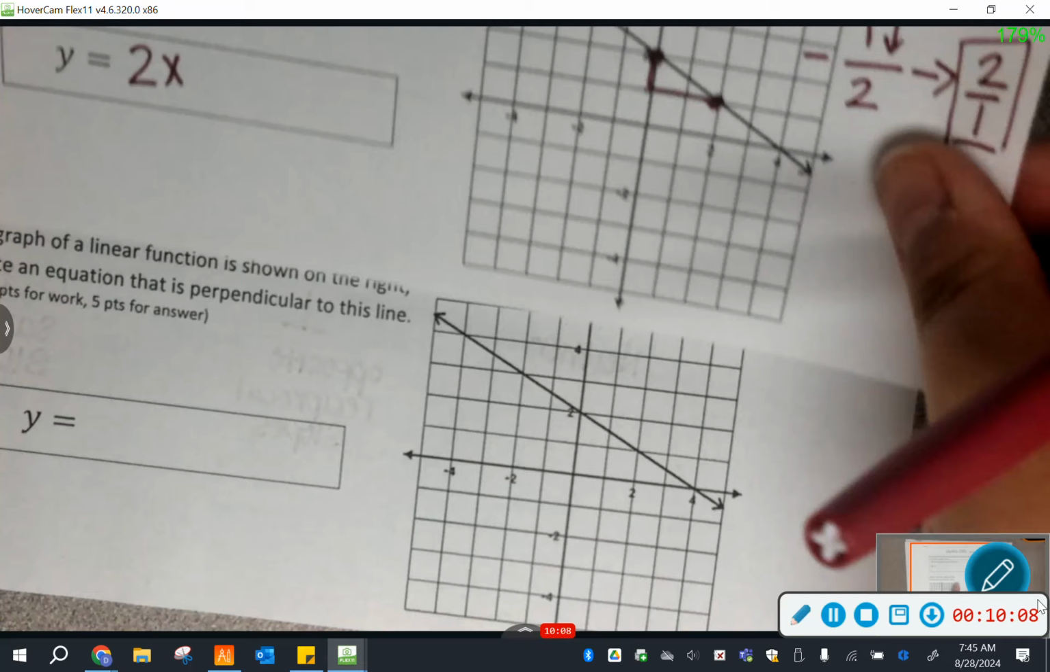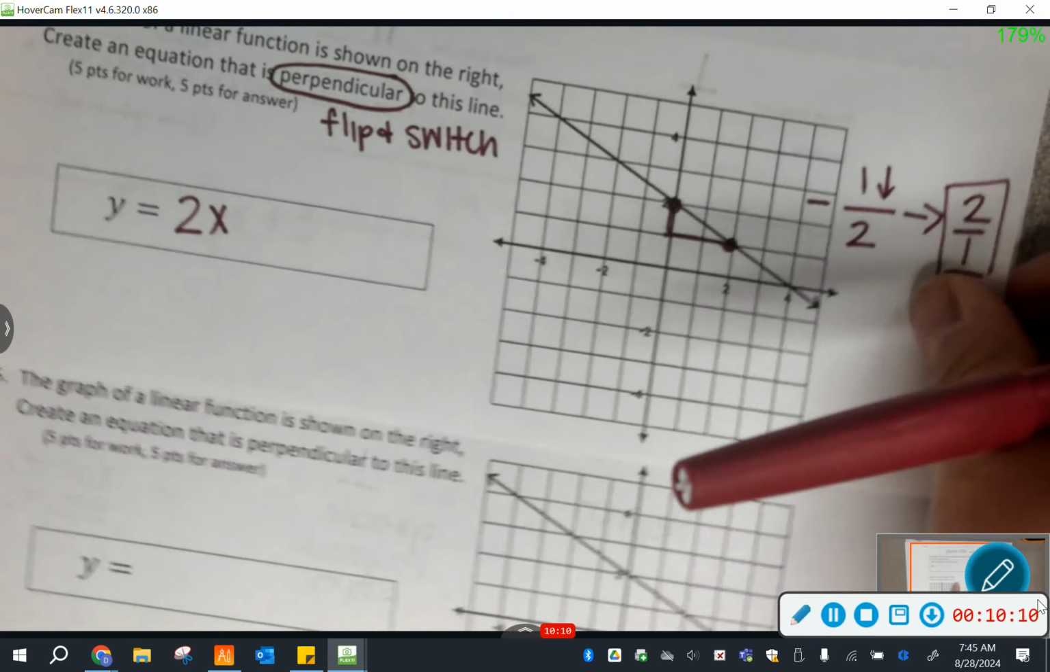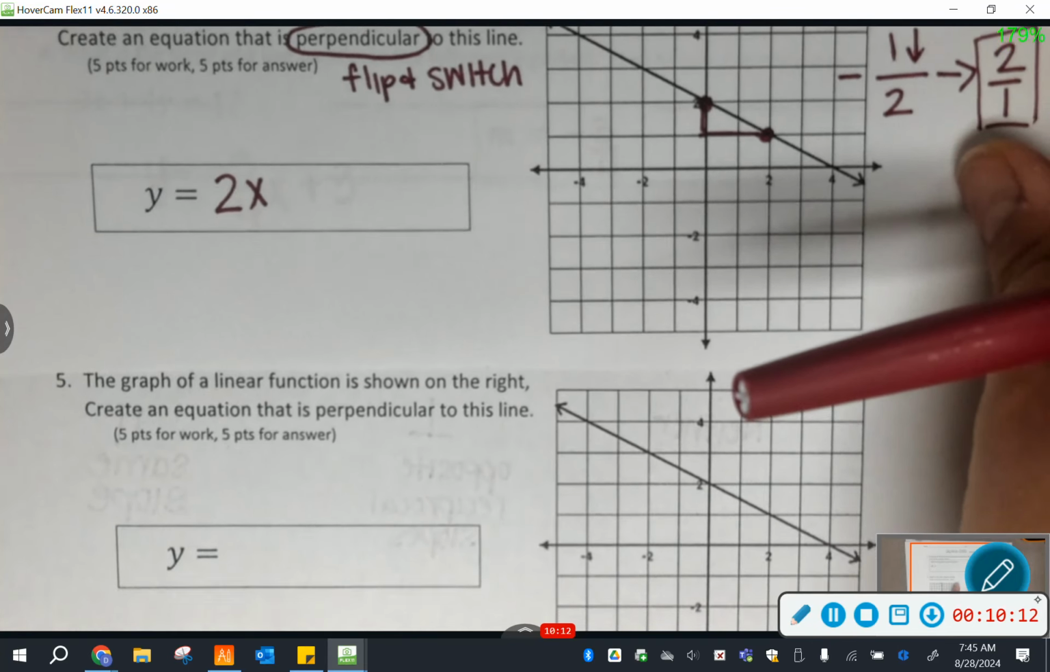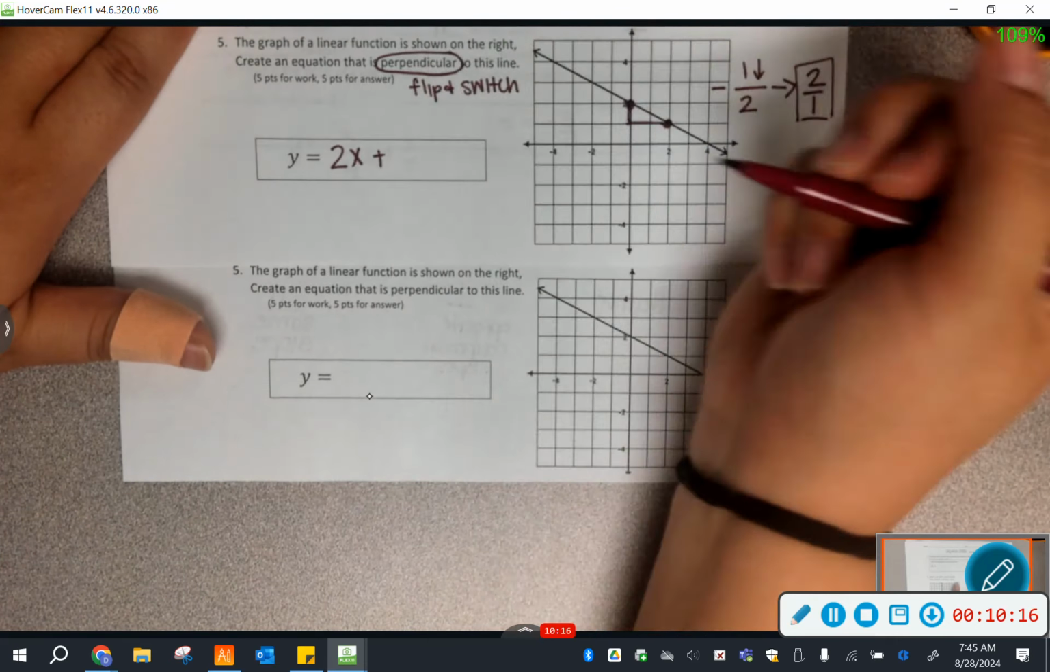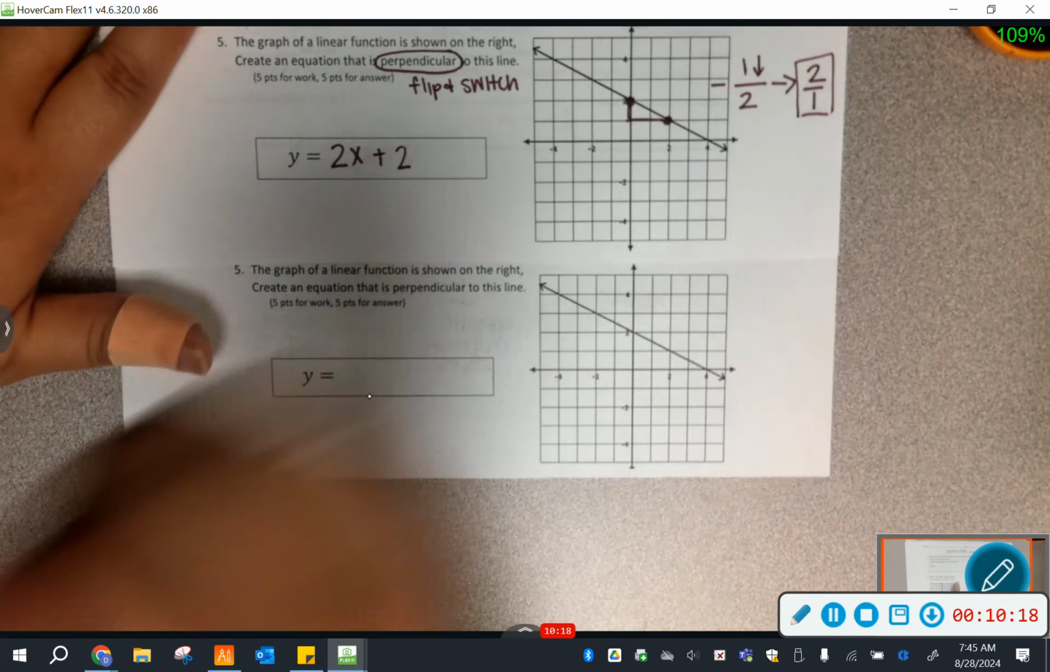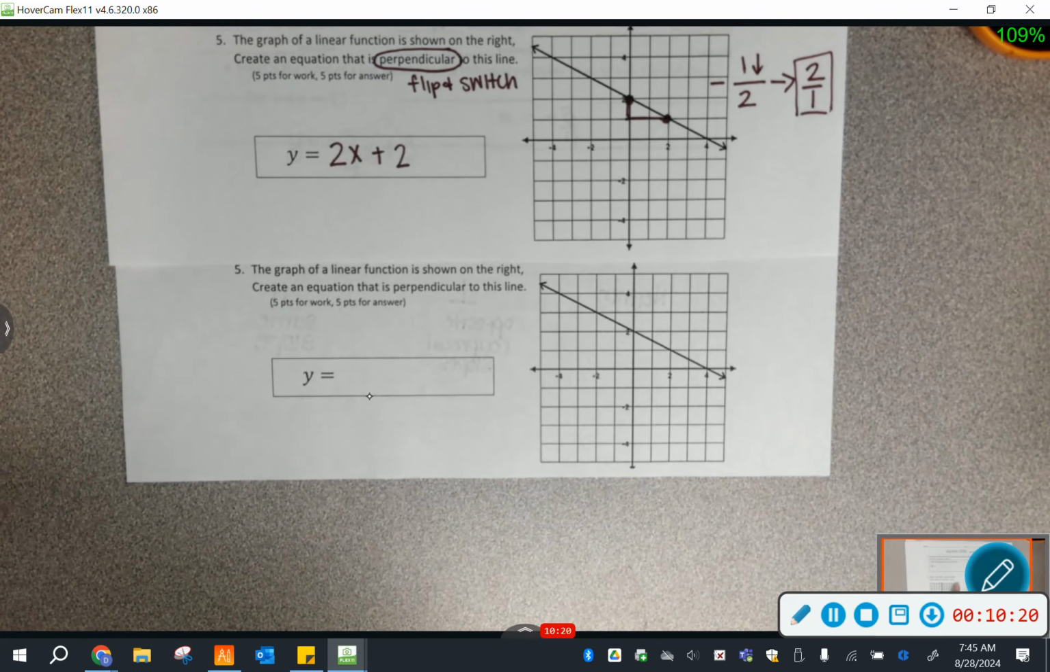Okay, there you go. And actually, these were the same problem, right? Yeah, they were the same problem. So you could have put 2x plus 3, 2x plus 2, 2x plus 9, 2x. I had somebody put 2x plus 1/2. Sure. Doesn't matter what the y-intercept is.